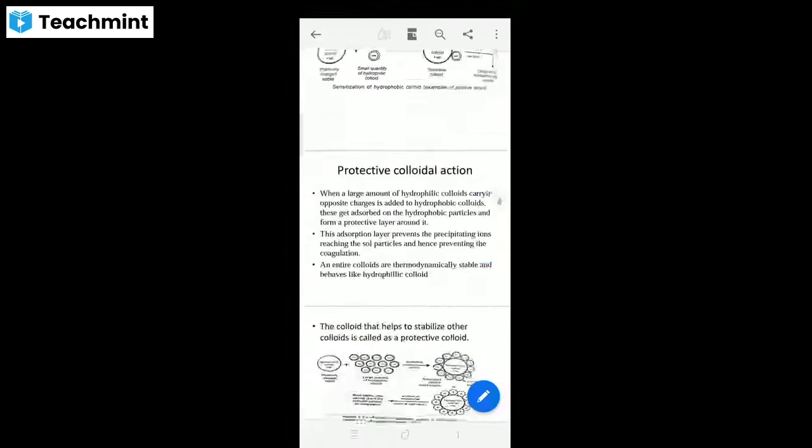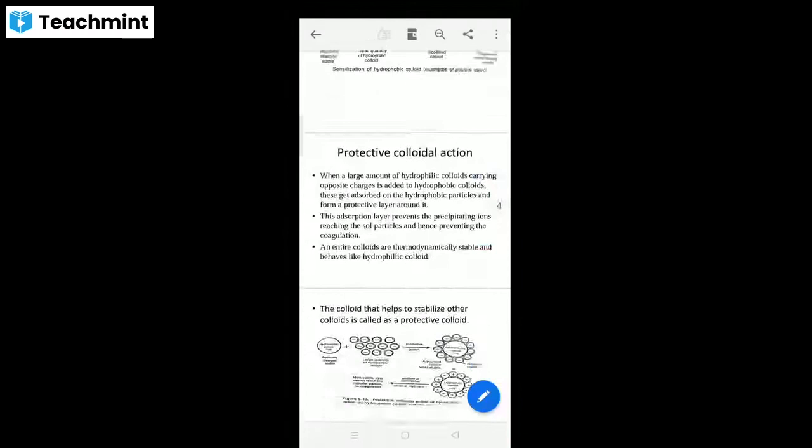Now the next thing is the protective colloidal action. When a large amount of hydrophilic colloid carrying opposite charges is added to a hydrophobic colloid, these get adsorbed on the hydrophobic particles and form a protective layer around them. A similar mechanism is happening, which I discussed during the discussion of hydrophobic colloid with the electrolytic ions.